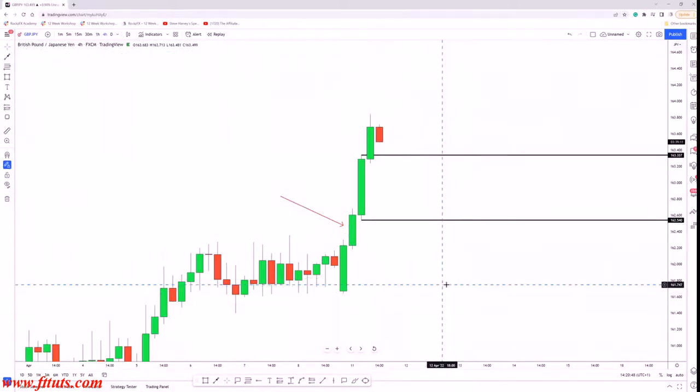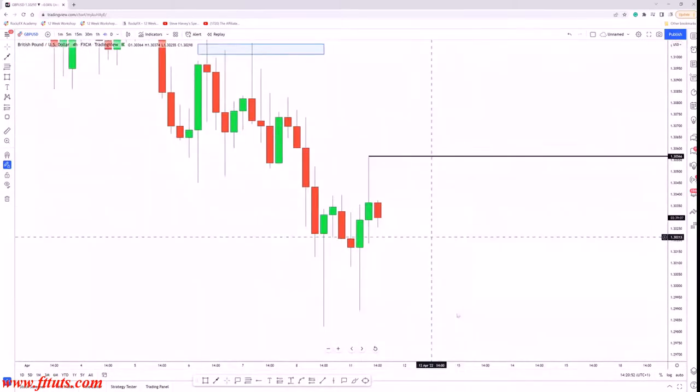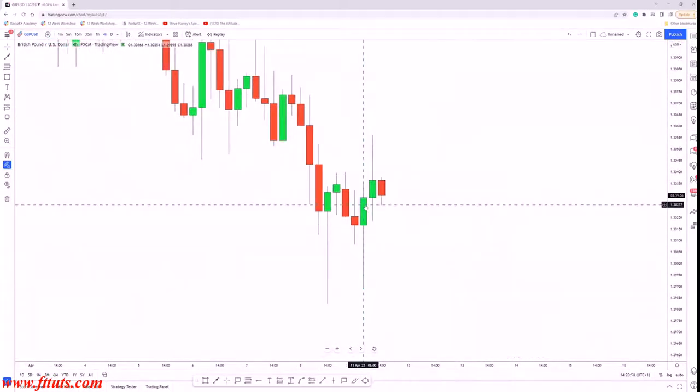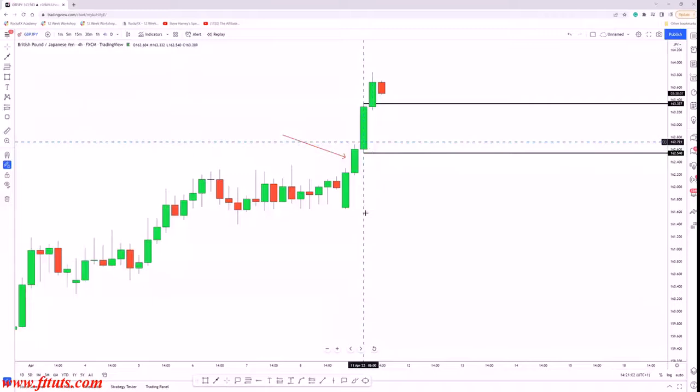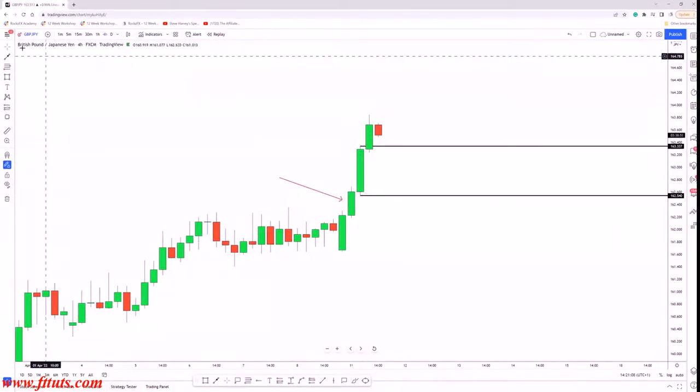How do we add confluence? We go down to another pound pair and we identify the information that we see. What status is this current 4H candle at the same time that we're looking at this current 4H candle? Bullish. Now we have confluence that pound is strong.